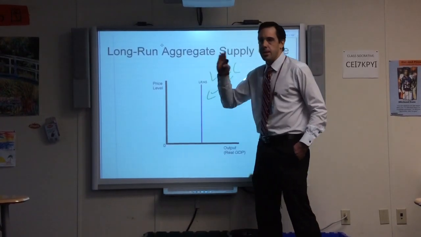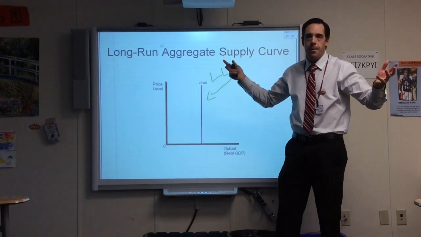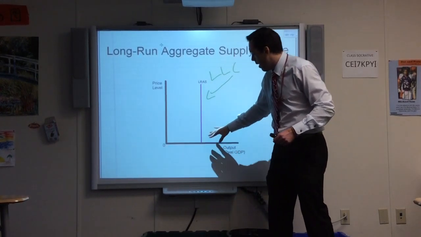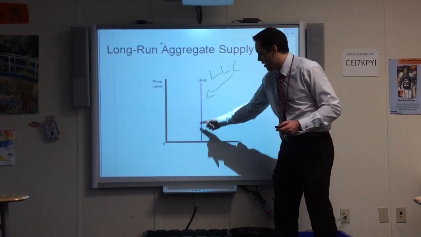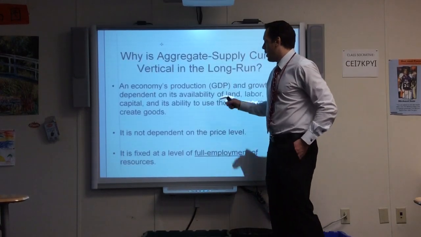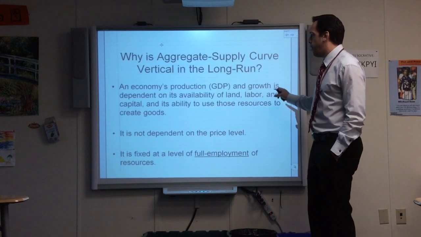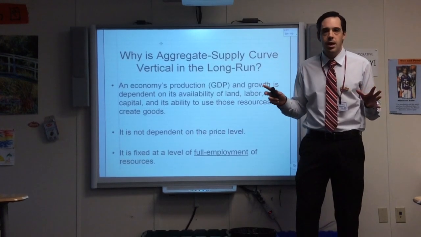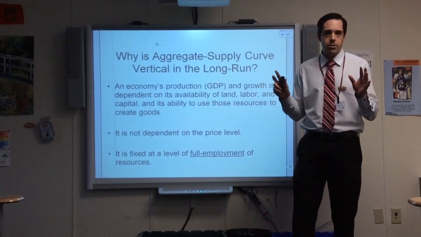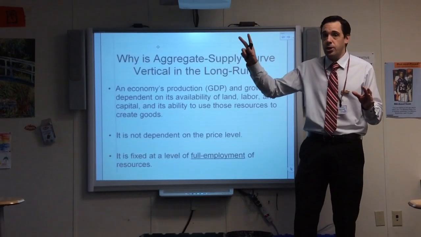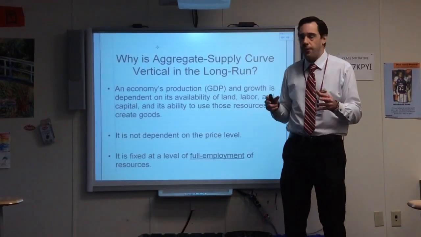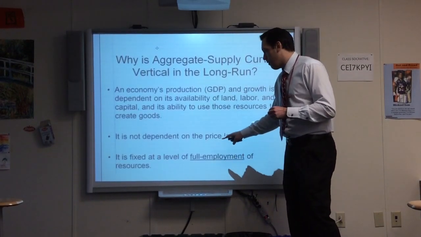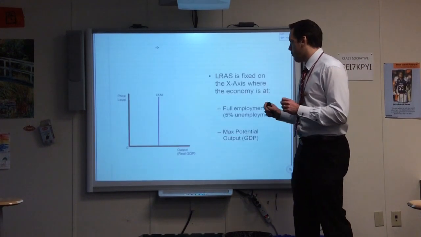Prices don't matter. If price levels increase due to hyperinflation, eventually everything will catch up and we will use all our land, labor, and capital. And that is the limit of our production. This is also the natural rate of unemployment. So an economy's production and growth is dependent on the availability of land, labor, and capital and nothing else. Money's arbitrary. If the US government printed $20 trillion of money tomorrow, there would be crazy hyperinflation, but over time everything would work itself out based on scarcity and LLC. It is not dependent on the price level and it is fixed at a level of full employment of resources.